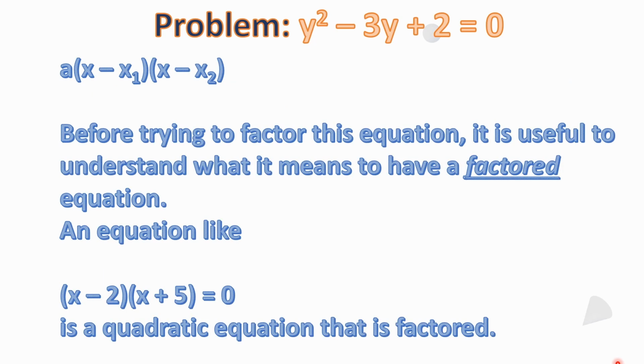But before we try to factor this equation, it might be useful to understand what it means to have a factored equation. Yeah, so here's another example here. This is not related to this particular quadratic equation that we're trying to solve at the top. But here's an example. X minus 2, the quantity x minus 2 multiplied by the quantity x plus 5 equals 0. That's also a quadratic equation, but the difference here is that this is a quadratic equation that's already factored.